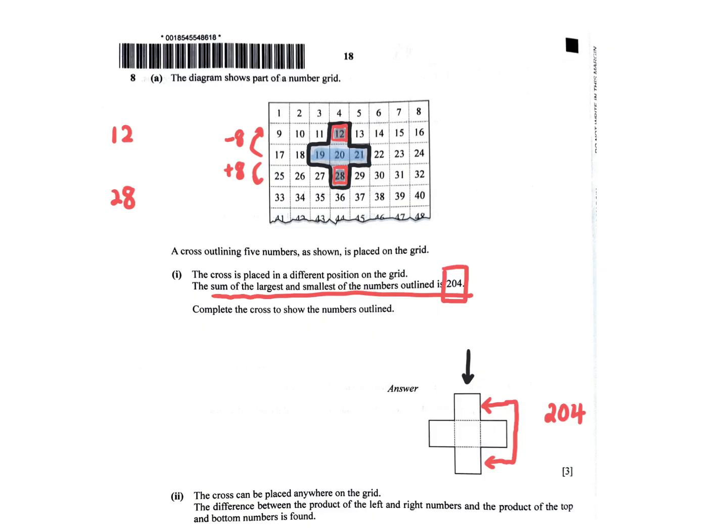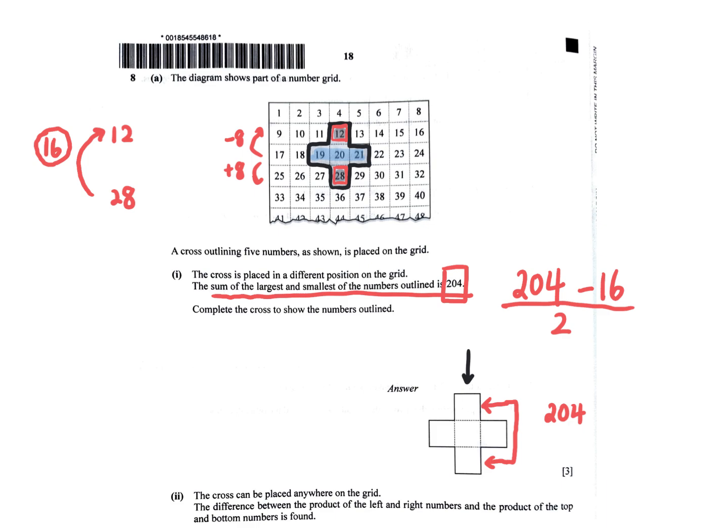The difference between the numbers is 2 eights, right? So 16. They have a difference of 16. So when I decide these two numbers, the difference between them must be 16. So what I can do is I will use 204 minus 16 and then I halve them.